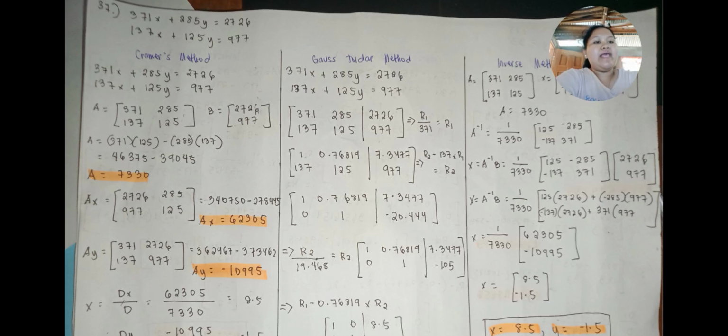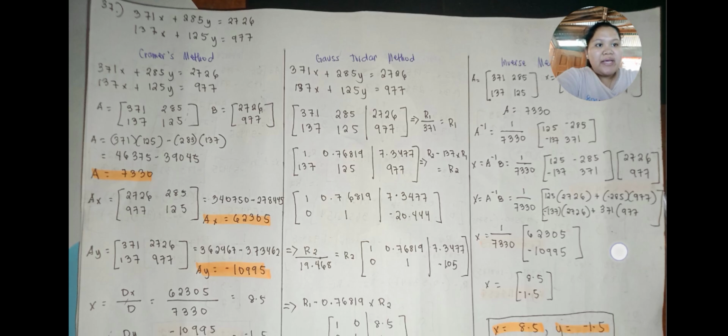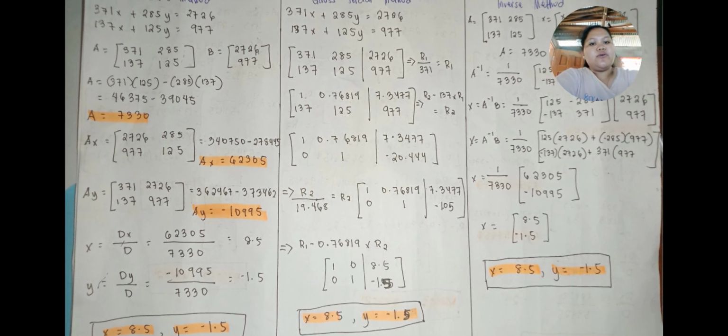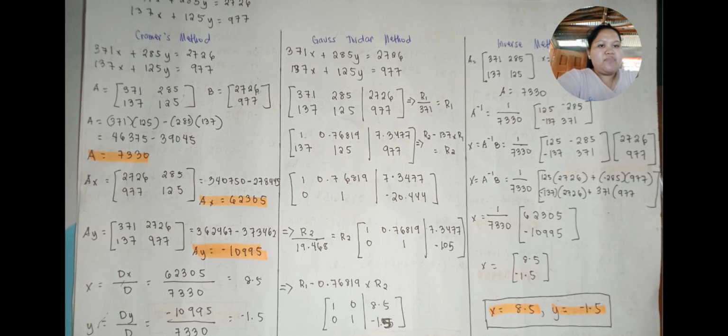So in order to get the x and y, since it is a 2 by 2, dx over D is equal to 62,305 divided by the determinant 7,330. For our y, dy over D is equal to negative 10,995 divided by 7,330. So our x is equal to 8.5, y is equal to negative 1.5. So now our x and y are equal to 8.5 and negative 1.5.